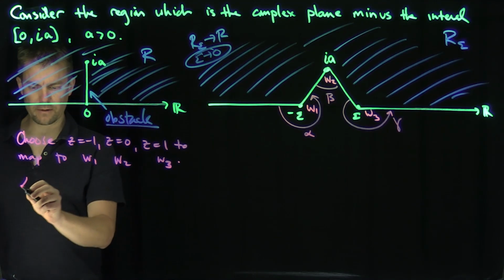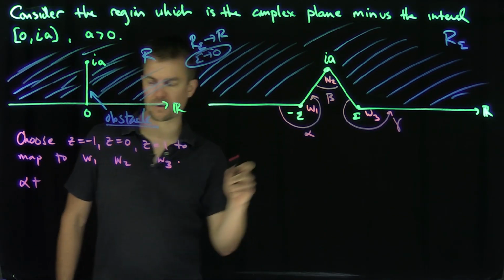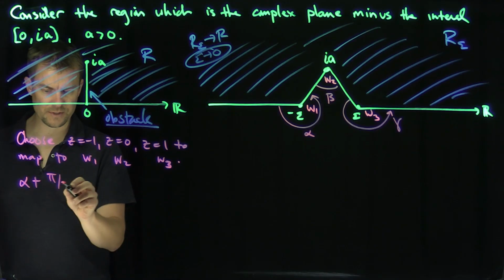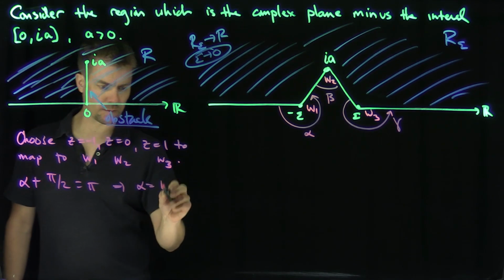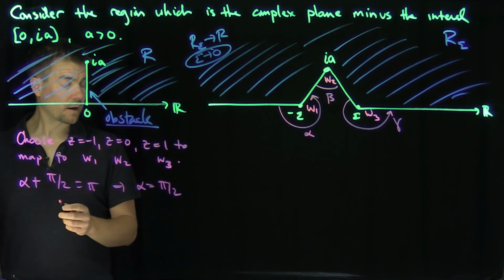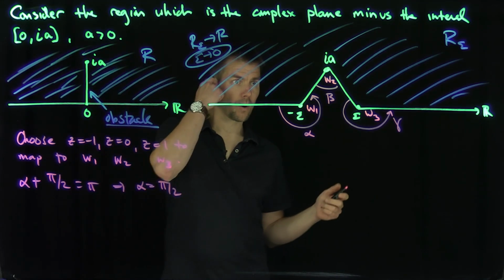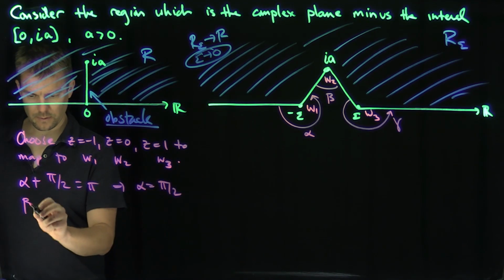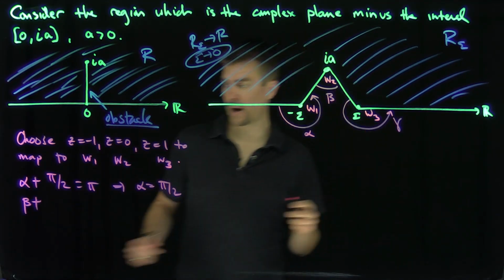So what do I know? I know that alpha plus, as epsilon goes to 0, this is converging to pi over 2, so pi over 2 is equal to pi, which forces alpha to be equal to pi over 2. Alpha is pi over 2. Great. And then what's beta going to be? Well, beta, the exterior angle is going huge. The exterior angle is 2 pi.